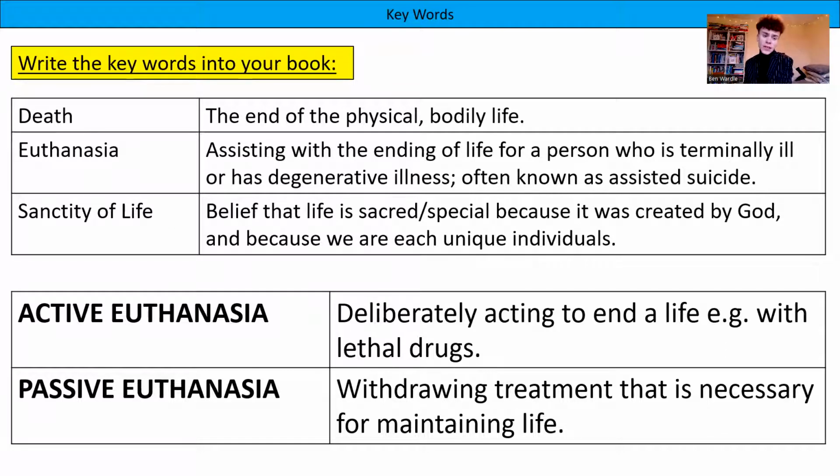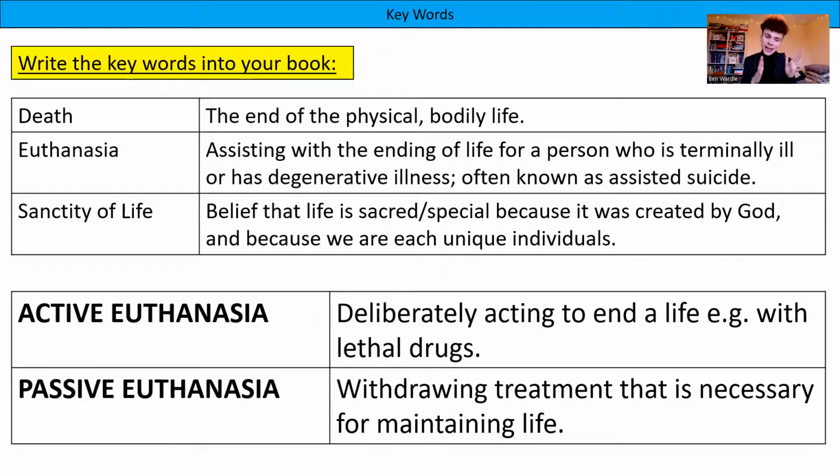And then the third key term today is sanctity of life. Now, this is a concept we are quite familiar with now, but it's really important when we're talking about euthanasia. It is, of course, the belief that life is sacred and holy because it was created by God. And so many religious people believe that euthanasia is wrong because only God can take away life, that life is sacred, it therefore has intrinsic worth and value, and so it should never be ended, it should never be taken away.